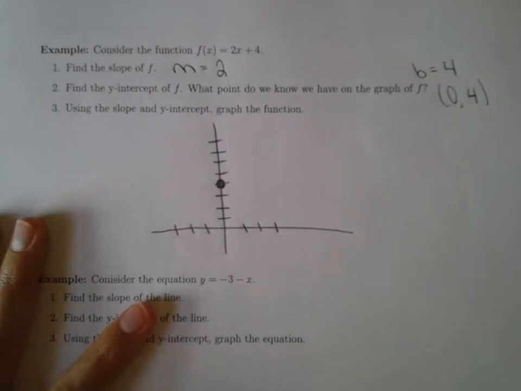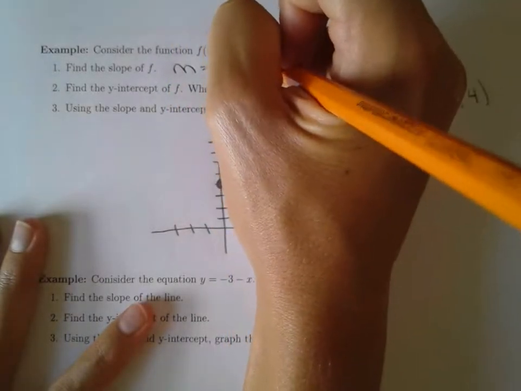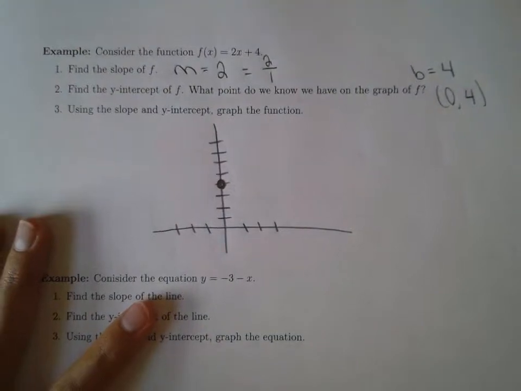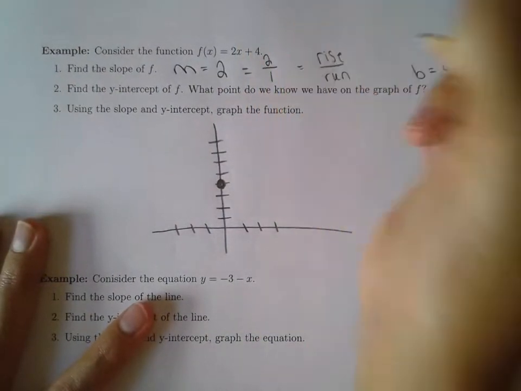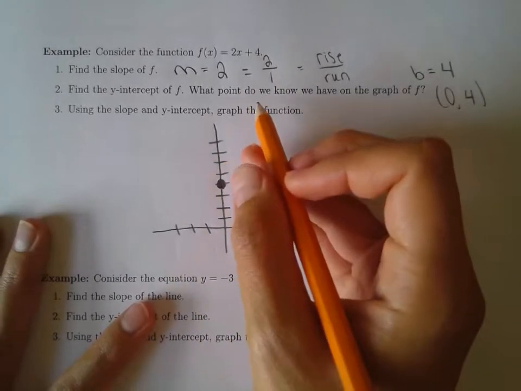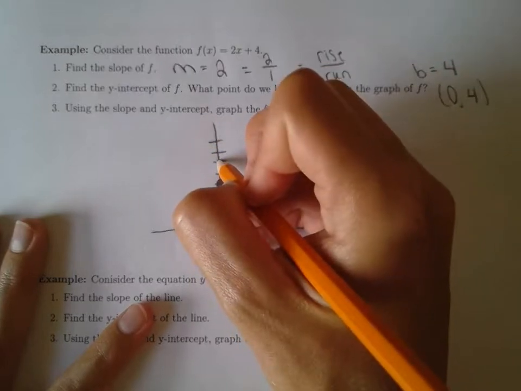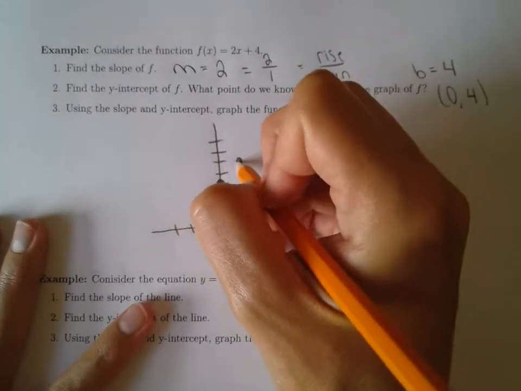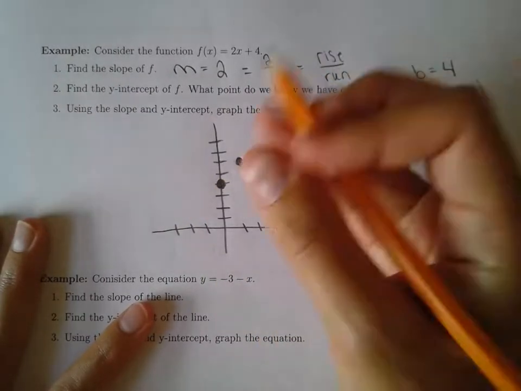Our slope is 2. Notice our slope is rise over run, so it's always a fraction, which we can easily make 2 into a fraction. It's the same as 2 over 1. I'm just going to write that this is rise over run. From this point we can get to a new point using our slope. The slope says to get to the next point you need to go up 2, rise 2, run 1. I went up because 2 was positive. I went to the right because 1 was positive.